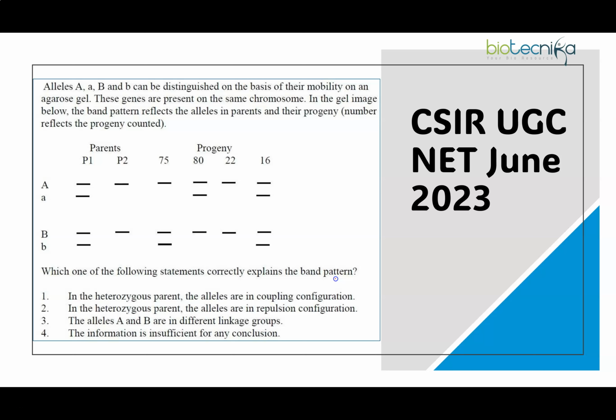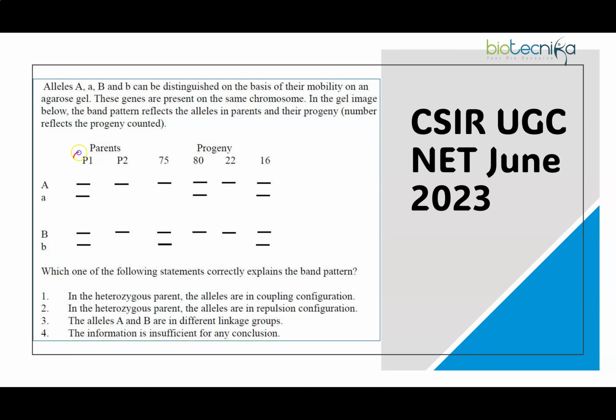From the options that are given, we get an idea of which direction we have to think. The options talk about coupling configuration, repulsion configuration, and A and B being in different linkage groups. The first thing we have to do is look at coupling and repulsion configuration. These are the different forms in which the alleles of linked genes can be present. First we have to find out in which configuration the alleles are present in the heterozygous parent.